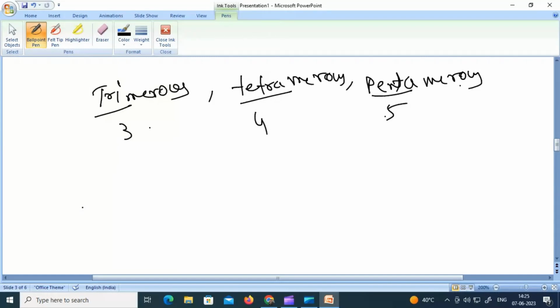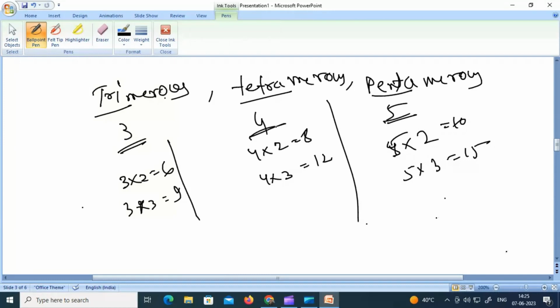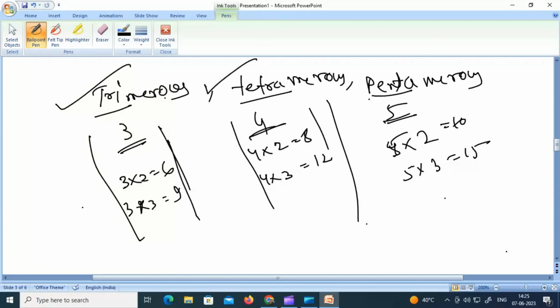When the floral appendages are multiples of 3, it may be 3, or 3 twos are 6, or 3 threes are 9. In the case of tetramerous, it may be 4, or 4 into 2, 8, or 4 into 3, 12. Pentamerous means 5 or its multiples: 5 into 2, 10, 5 into 3, 15. So if multiples of 3 are there, it is called trimerous. When multiples of 4 are there, it is tetramerous. And when multiples of 5 are there, it is pentamerous.